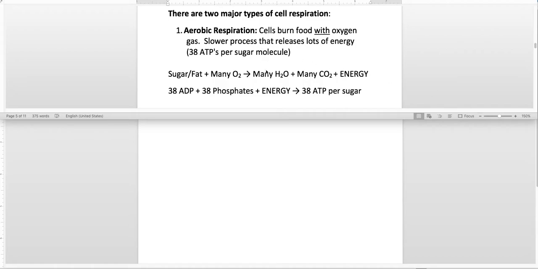So that's aerobic respiration. Now I'm going to sort of get into a myth right here. Something I said a little bit earlier about aerobic respiration wasn't quite right.